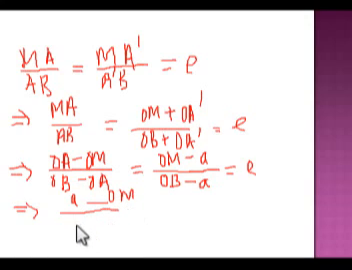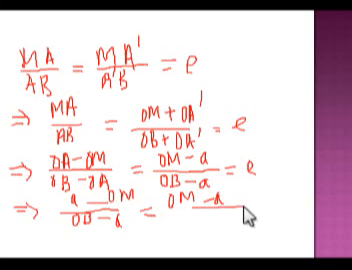And OB we have to reduce. OM minus A by OB minus A equal to E.